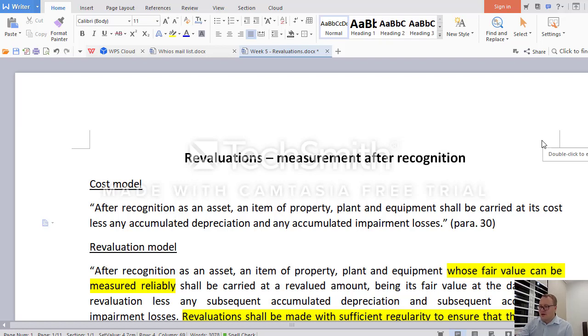Hello everyone. Let's talk today about revaluation of non-current assets. So suppose you recognized the non-current asset. What are you going to do after that?